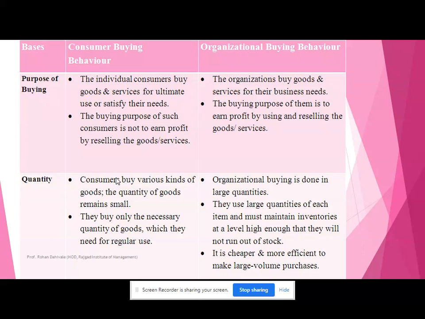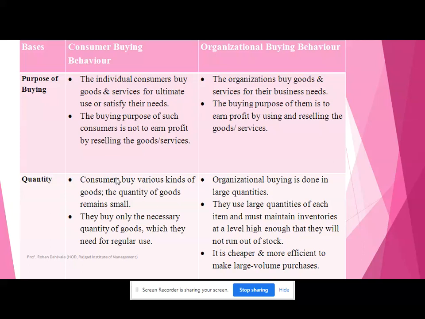Now we will see the next base, that is quantity. Customers or consumers buy various kinds of goods, but the quantity of these goods remains considerably small. They buy only the necessary quantities of goods which they need for regular usage, and there is generally no stock. But in the case of organizational buying behavior, buying is done in large quantities. They use large quantities of each item and must maintain inventories at a high level, enough that they will not run out of stock.